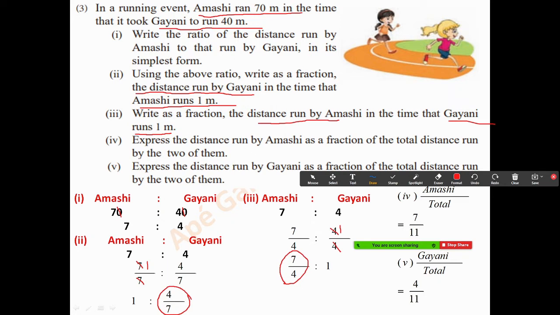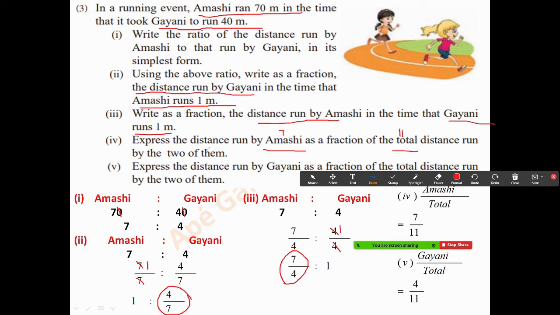Express the distance run by Amashi as a fraction of the total. Then you have to compare Amashi's amount with the total. What is the total? 7 plus 4, 11. The total is 11. Amashi's part is 7. So what is the fraction? The fraction is Amashi over total, that means 7 over 11.